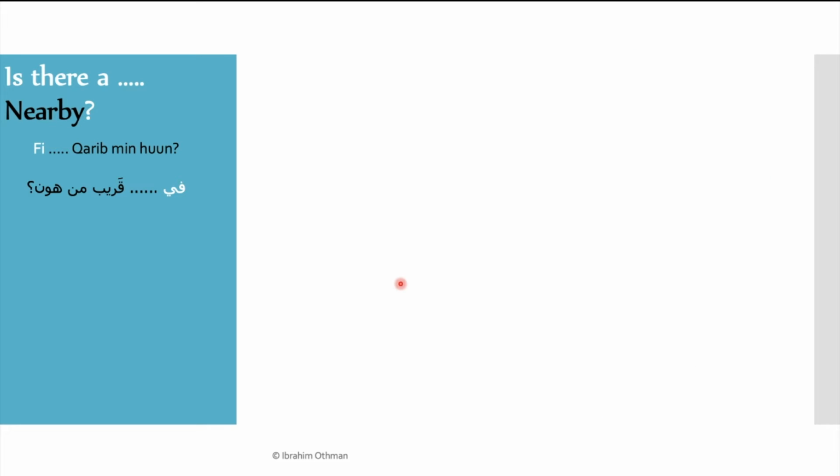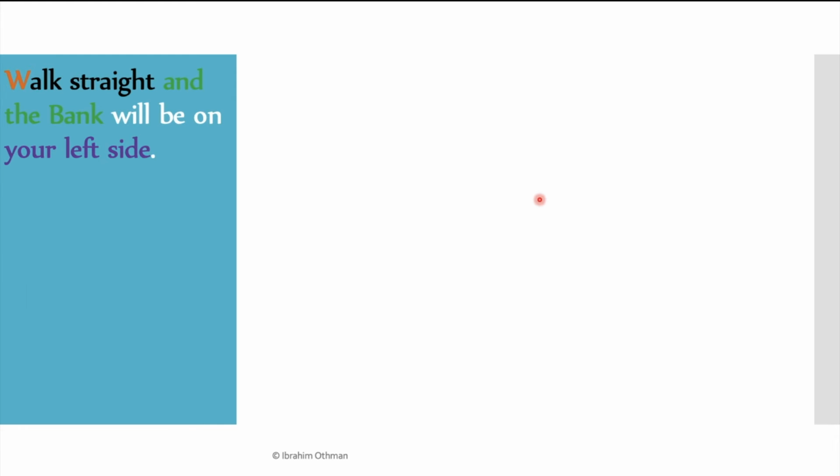Okay, if you practice it again, so if you want to say في, name of a place, قريب من هون, nearby here. So the response would be أيوة في, yes there is, or no there is not, لا ما في, no there isn't.